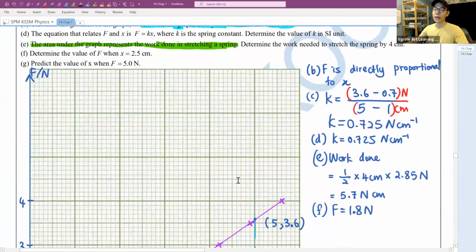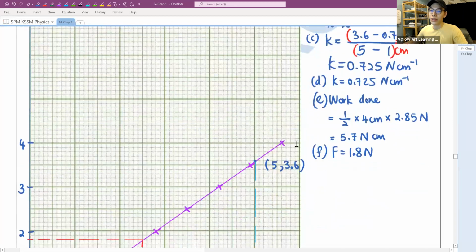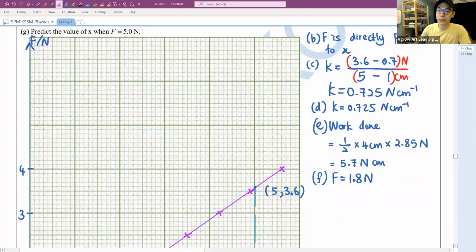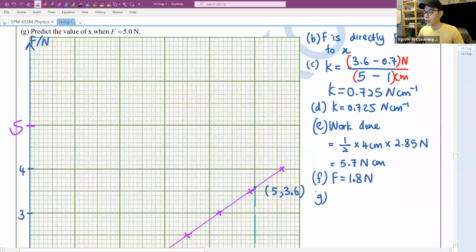Last part, predict the value of X when F is 5.0 newtons. Okay, 5.0 newtons, meaning it is up here already. Okay, if I got extra graph paper, then okay, I can go and extend and find the value. This is called extrapolation. So if there is not enough graph paper, then what do we do? We can also use the equation that we found out earlier. So to predict, we can use the equation.